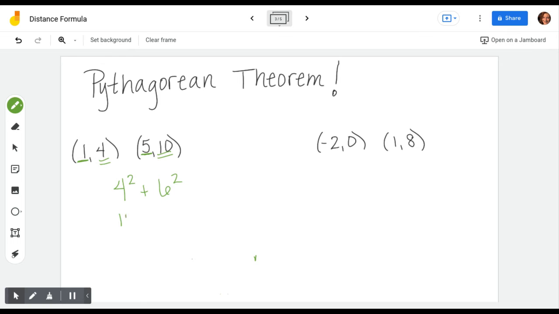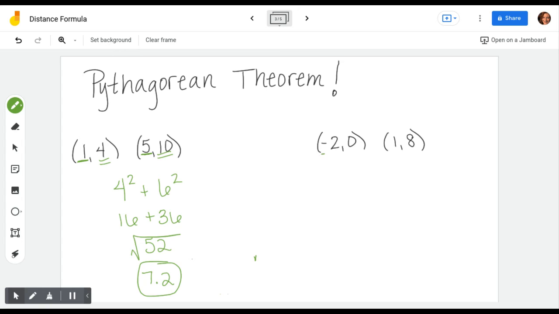4 squared is 16, plus 6 squared is 36. Add those together, I get 52. So that would be like c squared. But then to get c, I need to take the square root. The square root of 49 is 7. So this is going to be just a little bit over 7. I end up with about 7.2. It's just the Pythagorean theorem.